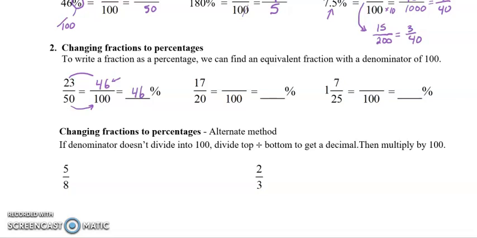So the goal is, okay, how many times is 20 going into 100? Goes 5 times. You multiply the top by 5 also, you're going to get 85 over 100, which is 85%.